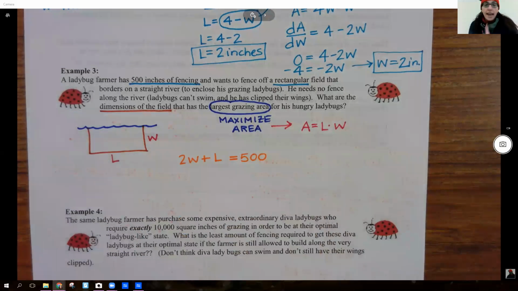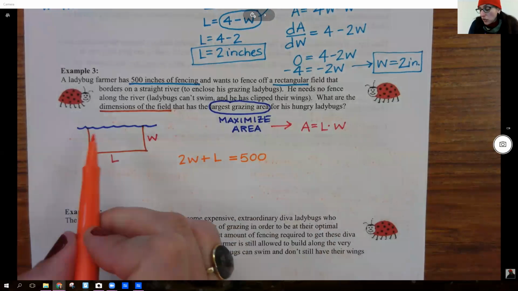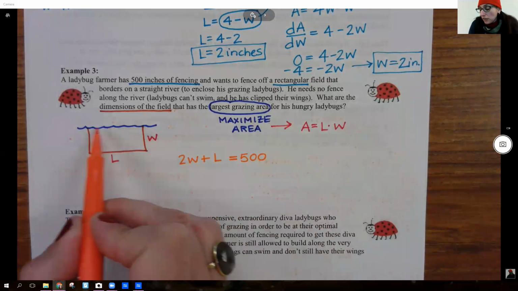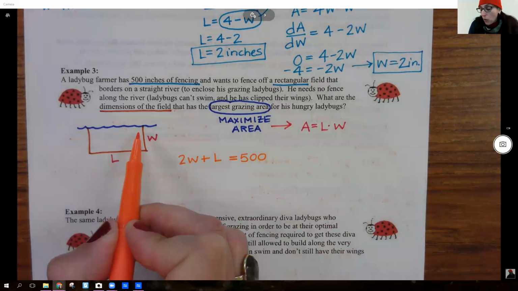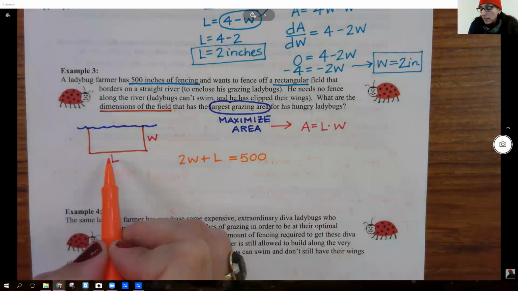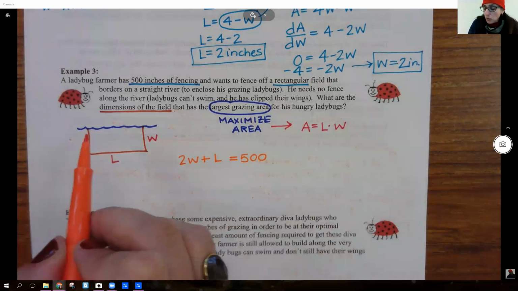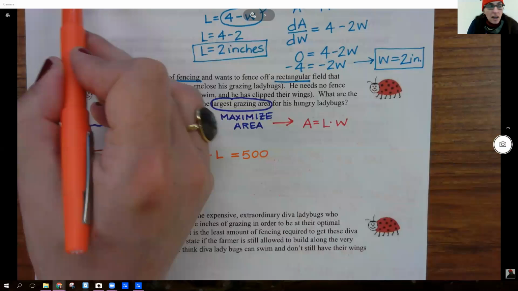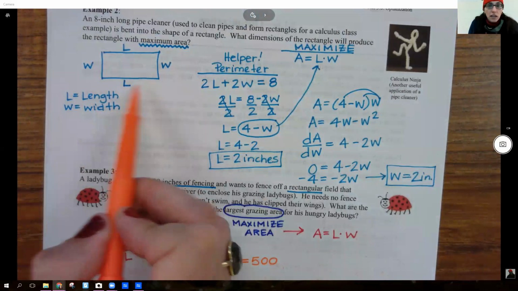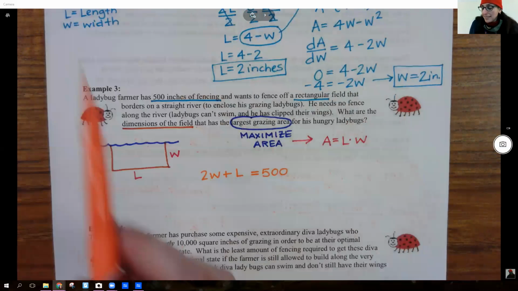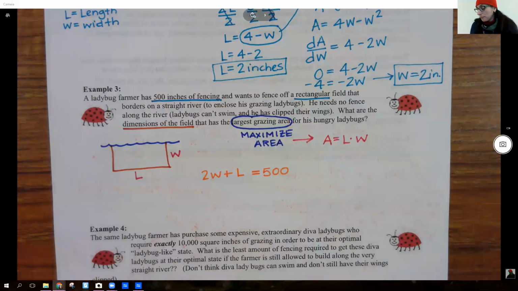Now, this is not going to come out to be a square, you guys. This one's not a square. The reason that this one doesn't come out to be a square is because you're not using the other length of the quadrilateral. So don't automatically think it's gotta be a square, because that only works when you have all four sides of the rectangle. We're missing a side here, so this will not be a square.